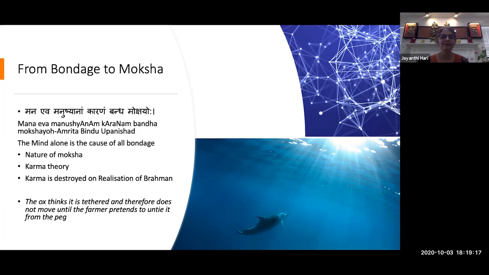And that is enabled by Brahman. The analogy I've given here is that the ox thinks it is tethered, and therefore it does not move until the farmer pretends to untie it from the peg. I think that's something you understand.